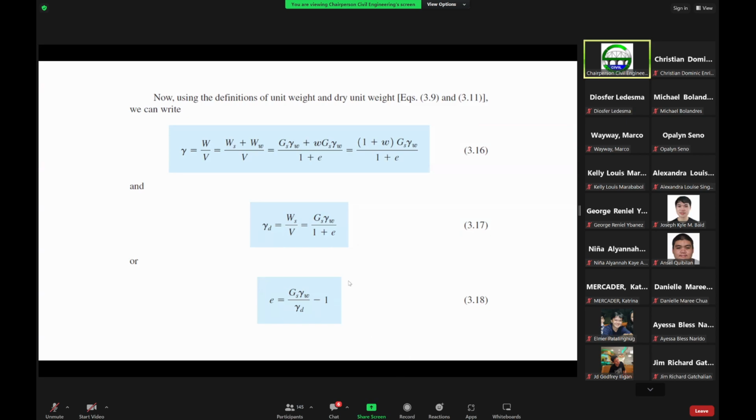Okay. So if you just manipulate this equation here, then you can have the formula for the void ratio to be equal to the specific gravity of the soil solids multiplied by the unit weight of water over the dry unit weight, minus 1.